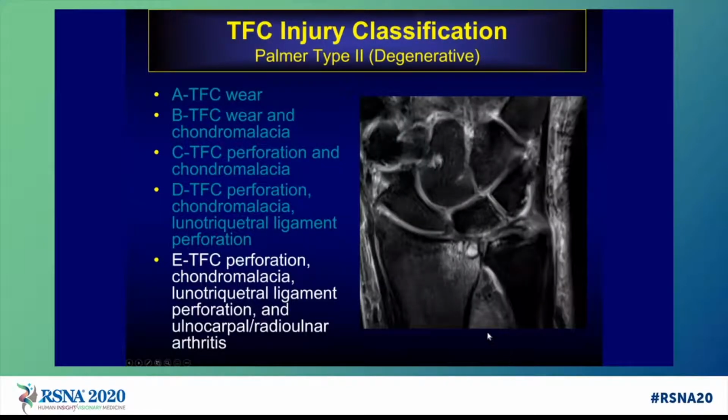The Palomar classification for degenerative change does exactly that. It looks at findings of degeneration in this coronal fluid sensitive sequence, all the harbingers of osteoarthrosis and degenerative change in the wrist, including cyst formation, reactive marrow change, full thickness chondral loss, as well as triangular fibrocartilage pathology.